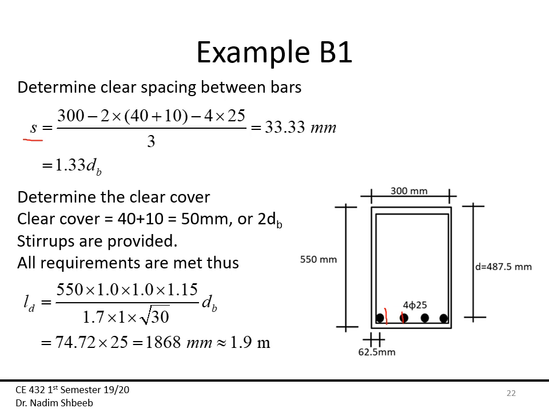So this is my clear spacing, and that's going to be my b minus 2 times the cover, which is this 40, plus 5, which is my stirrup 10, minus 4 times 25 divided by n minus 1, which was 3. So this is giving me a clear spacing of 33.33. Divide that by 25, so this is 1.33 diameter of the bar, which is larger than dB. So that's the first condition.